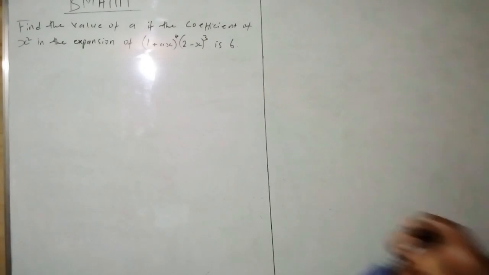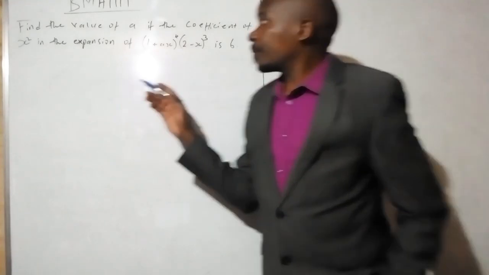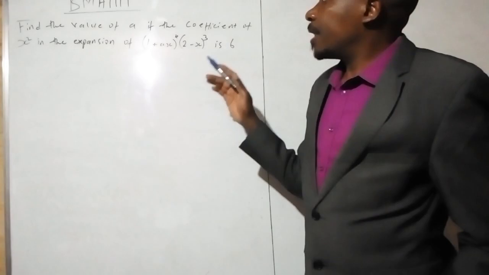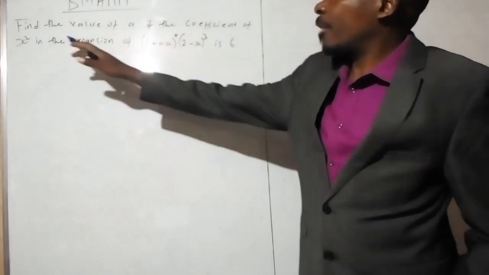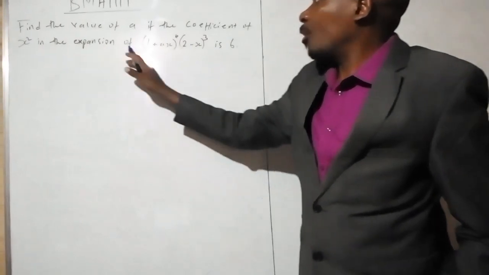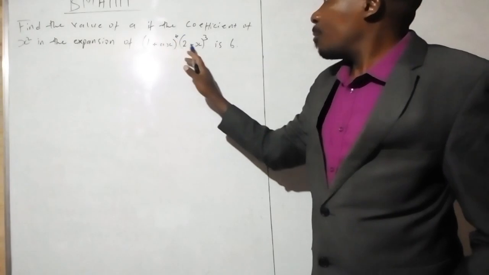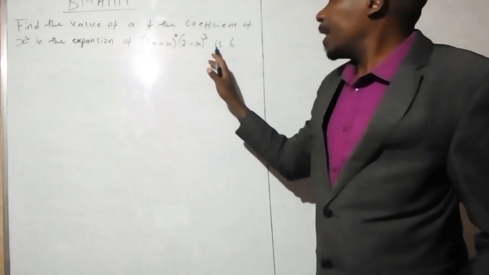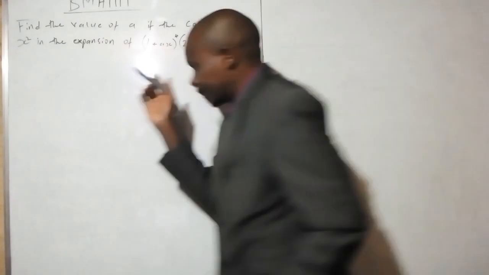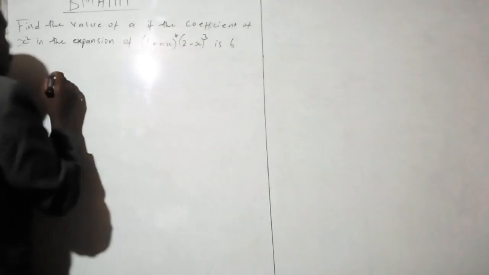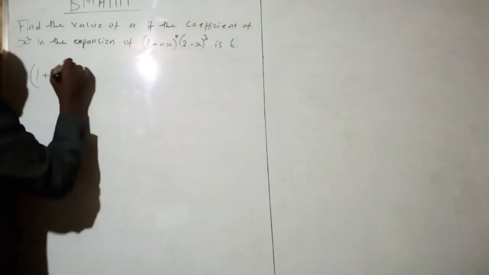In this question, you've been told to find the value of a if the coefficient of x squared in the expansion of (1 + ax)^4 (2 - x)^3 is 6. We have (1 + ax)^4, and we are first of all going to expand all this.